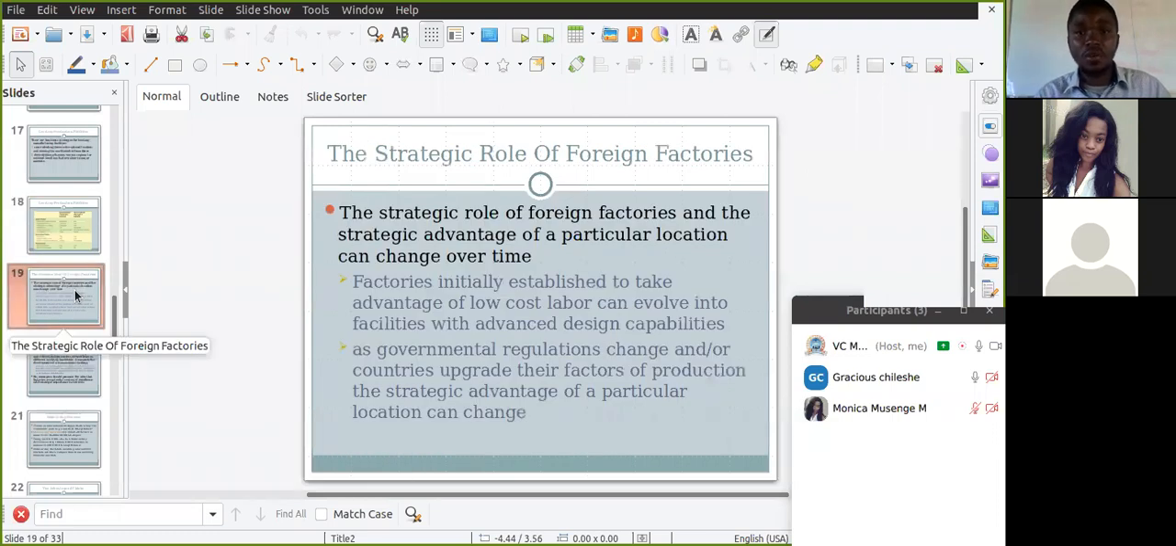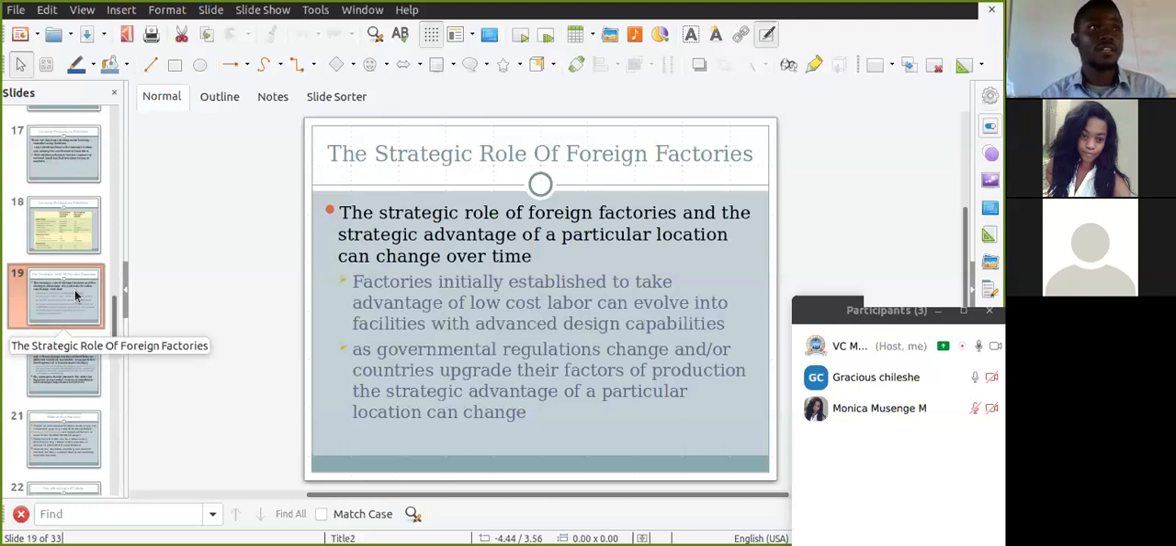The strategic role of foreign factories. The strategic role of foreign factories and the strategic advantage of a particular location can change over time. Factories initially established to take advantage of low-cost labor can evolve into facilities with advanced design capabilities. So like when you're starting a business elsewhere, probably the driving force behind that decision to establish yourself elsewhere is because of low labor costs.